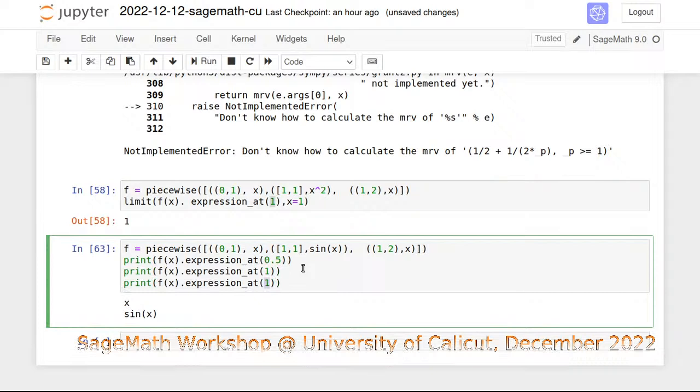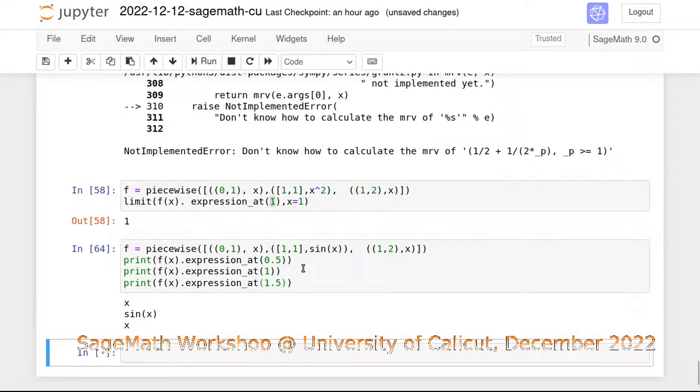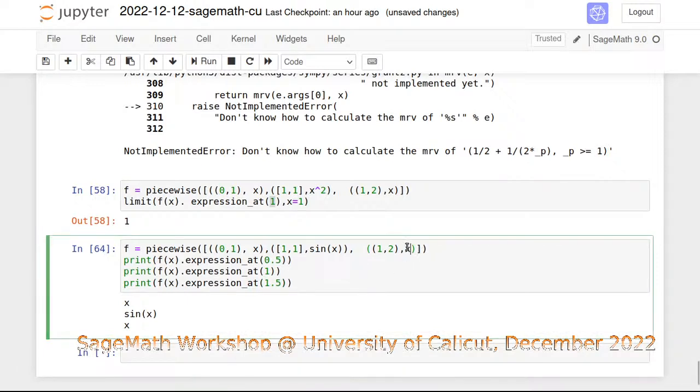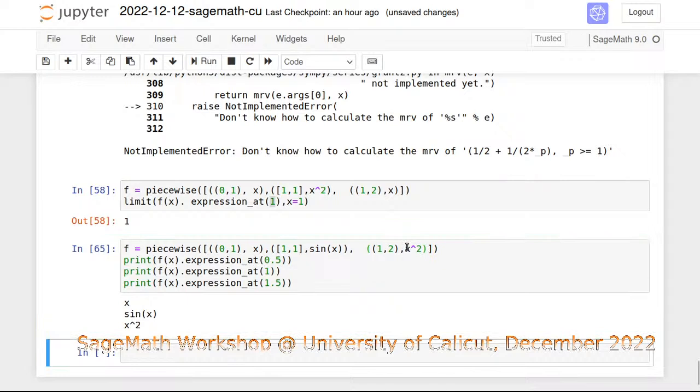Now expression at 1.5, it is x, or let us modify it to x square. Okay, so if you want to find out the left and right limit at a point where one particular piece is ending, what we are supposed to do is just evaluate it slightly to the left of 1 and slightly to the right of 1. Otherwise Sage itself is not actually taking care of the left piece and right piece somehow.